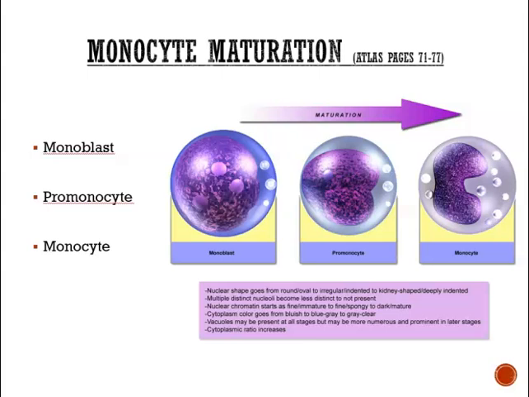But let's go on to monocyte maturation. The first step is your monoblast. The second step is the promonocyte. And then, of course, you would end up with your mature monocyte.